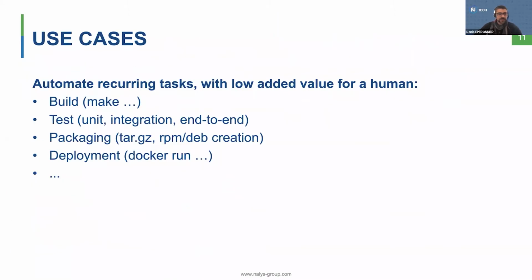So again, some summary of the use cases. So what can be done? Automation of recurring tasks with low added value for humans. Of course, everyone can build, test, and so on. But if a machine can do it, that's time that you save to do something else. So having different steps supported by a tool definitely helps to be more efficient.